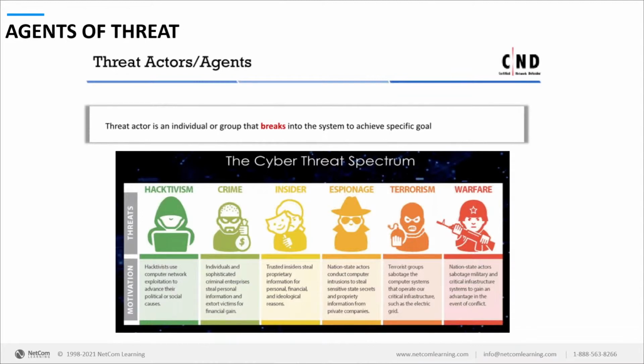And so the threat actors and the agents of threat run from a hacktivist, who usually has a more political agenda, and wants to prove things for a political or social reason. It could be websites that are related to that, or the actual systems being shut down.